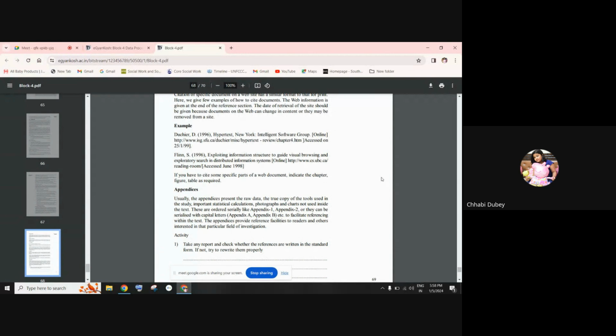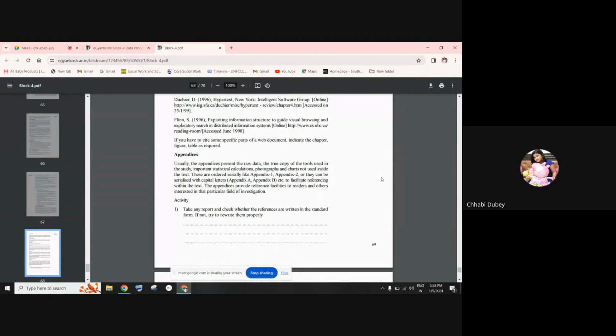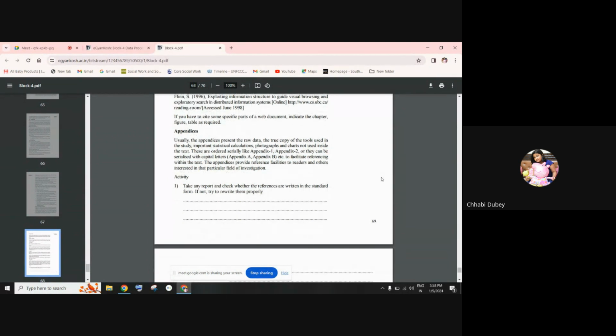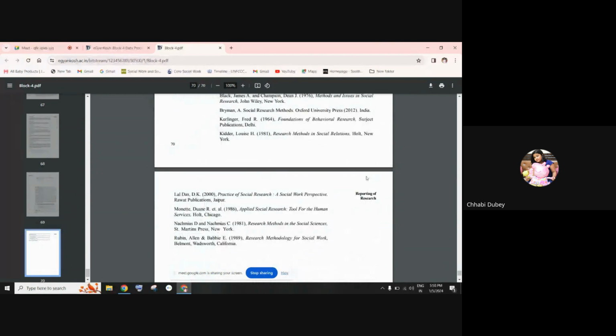At the end of it, you also have certain appendices, which will consist of the true copies of the tools which we have used, in terms of important statistical calculations or photographs or charts, which cannot be used inside the text. As we have said, whatever questionnaire or interview schedule or whatever tests and other things that we have used for our research work, we may include as part of the appendix. So, this is all about the data processing and analysis.